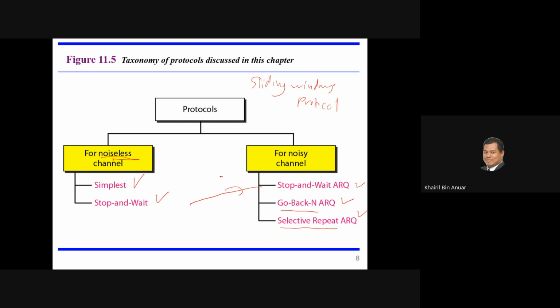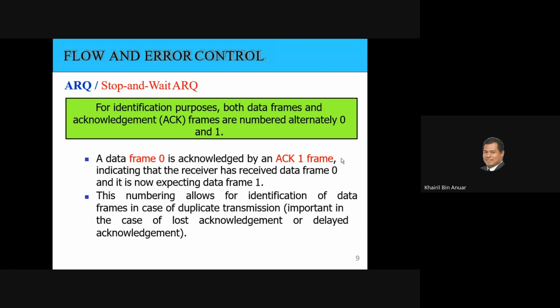So we have this simplest, stop and wait. Simplest is where, just now, we said that you just retransmit. Stop and wait is where you have to wait for the acknowledgement. And the stop and wait ARQ is basically where you have the TTL.